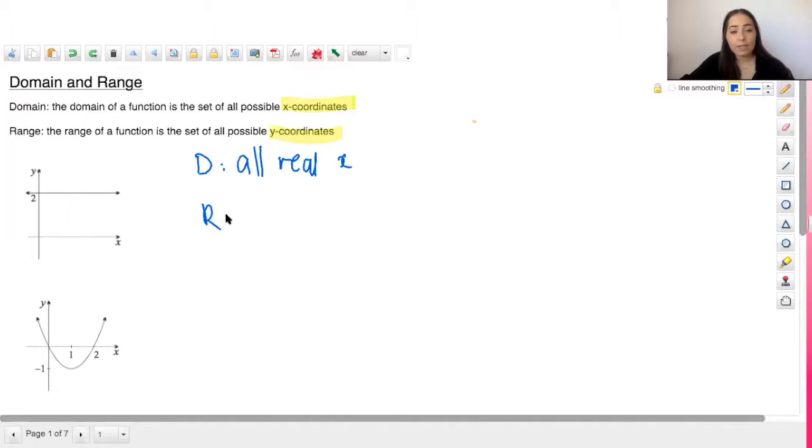And then the range of this function, we look at all the y values that are being represented on this curve or on this function. And we can see only y equals 2. Y equals 3 is up here, and it's not being represented. Y equals 1 is down here, it's not being represented. So it's just the value of y equals 2 that's being represented in this curve. So the range of this function is y equals 2.